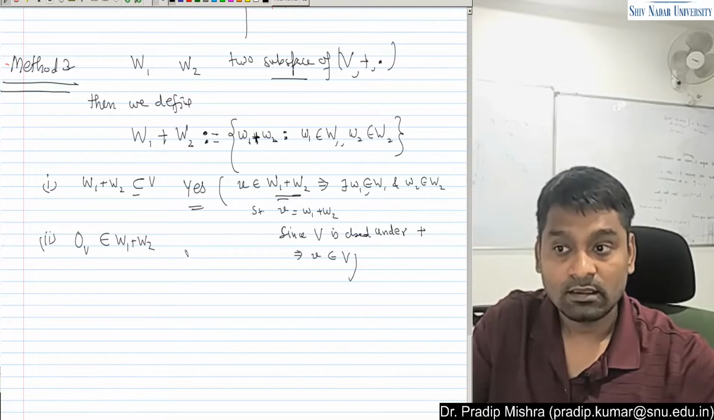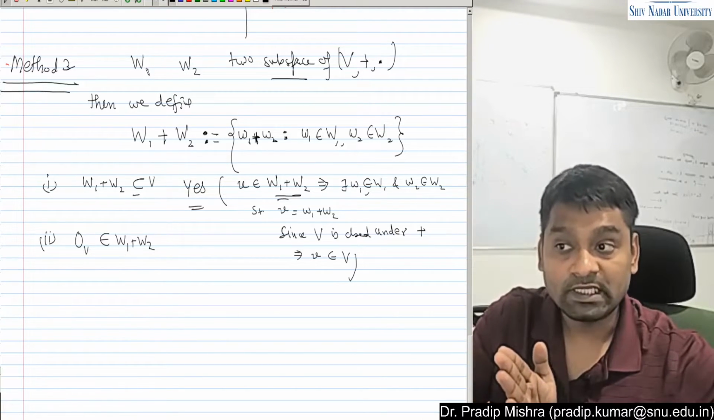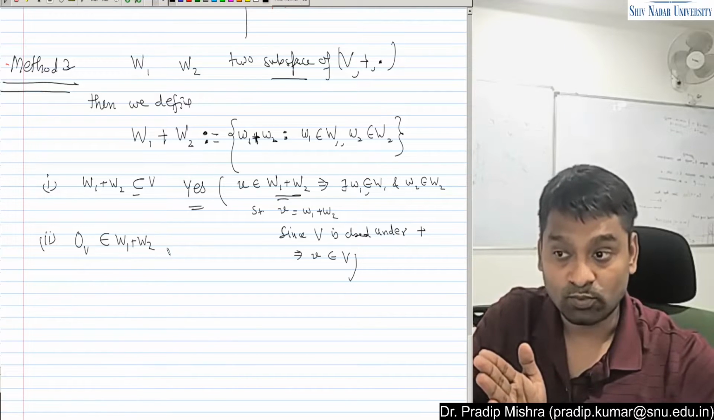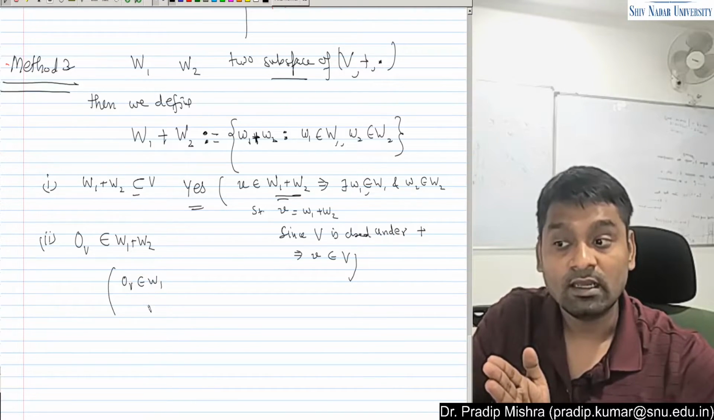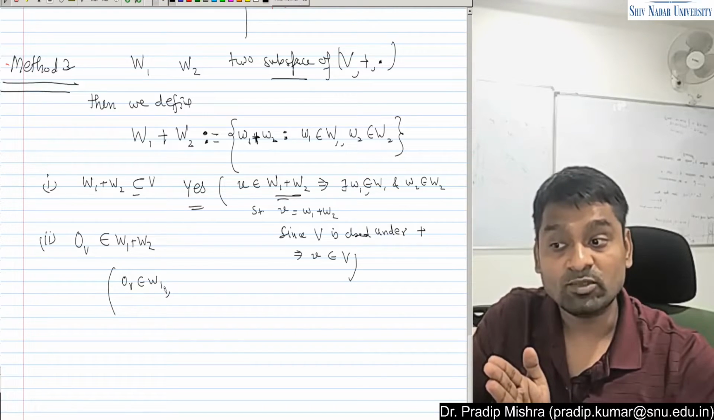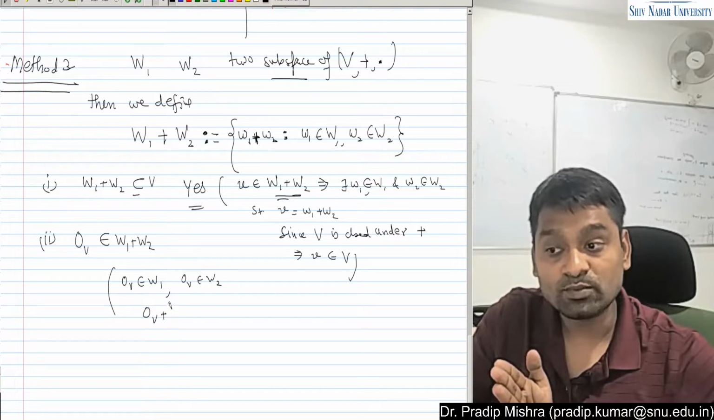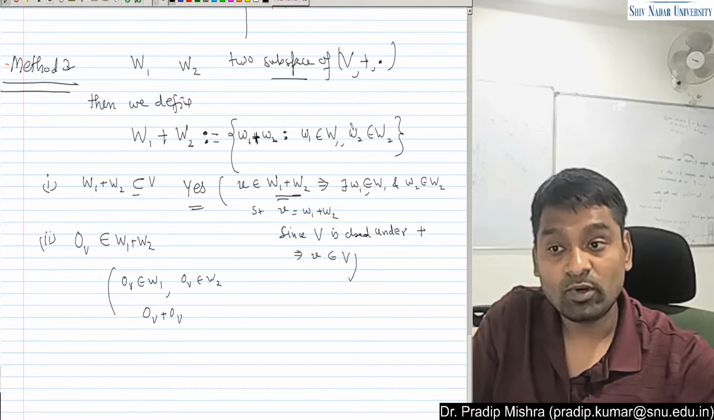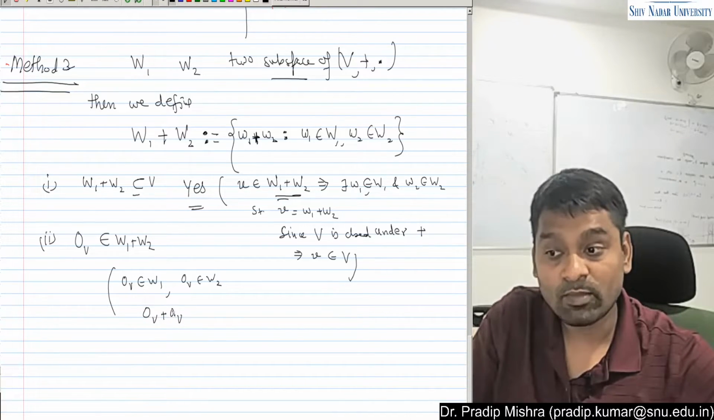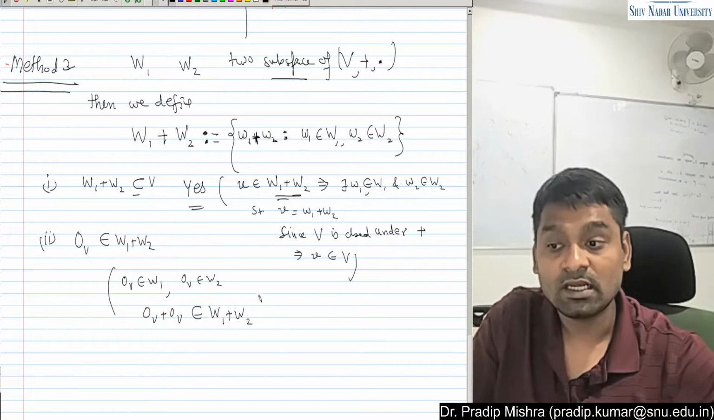Since W1 is a subspace, the proof is: since W1 is a subspace, therefore 0v belongs to W1, and W2 is a subspace, so therefore 0v belongs to W2. So where does 0v plus 0v belong? Any sum of an element w1 belonging to W1 and w2 belonging to capital W2, by definition, belongs to W1 plus W2.